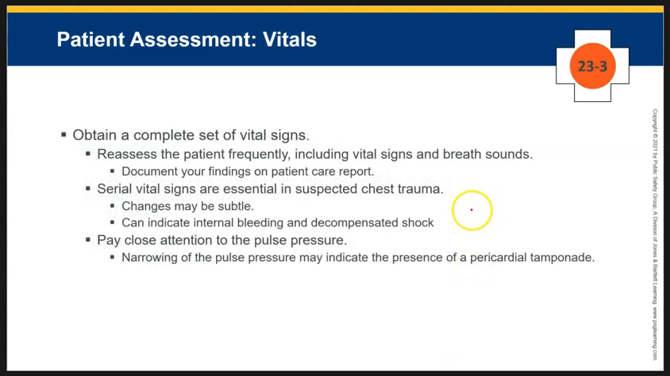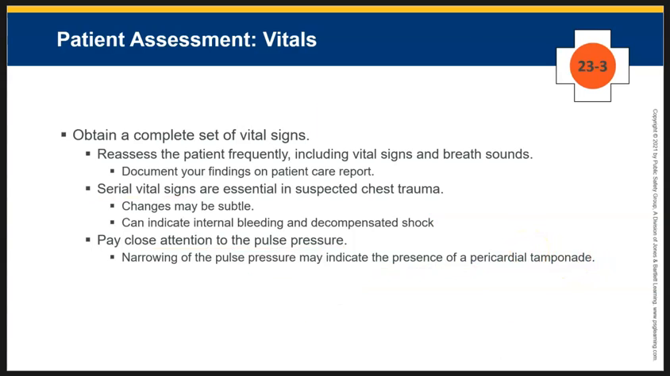Vital signs are a critical part of our secondary assessment as well, and we'll want to reassess those and look at serial vital signs over time in the case of suspected chest trauma, because we want to look for the progression of shock, and we may pay close attention to pulse pressure, that is, a narrowing between the systolic and the diastolic pressures. If we see the distance between those starting to get narrower, consider the possibility of pericardial tamponade.